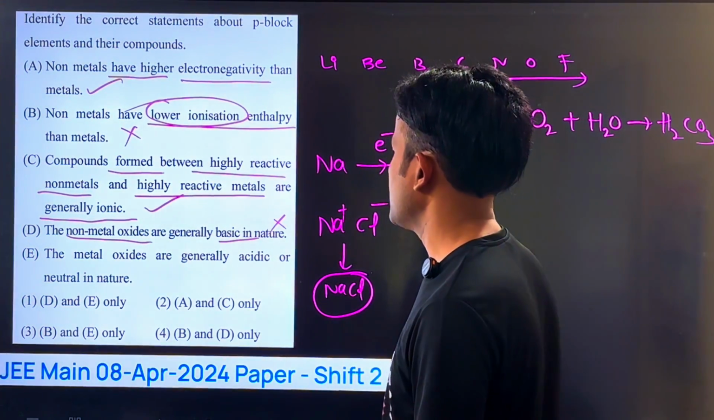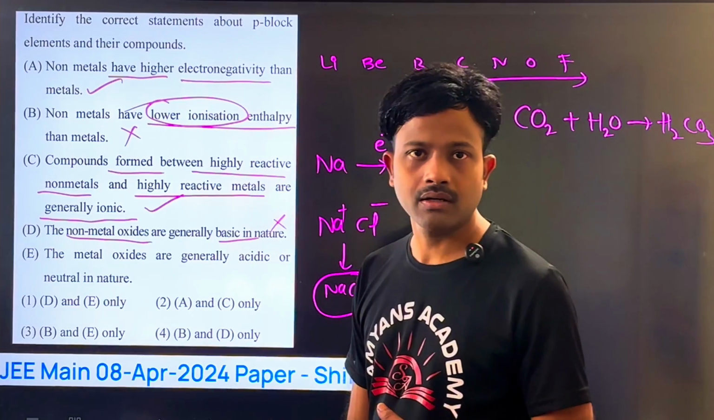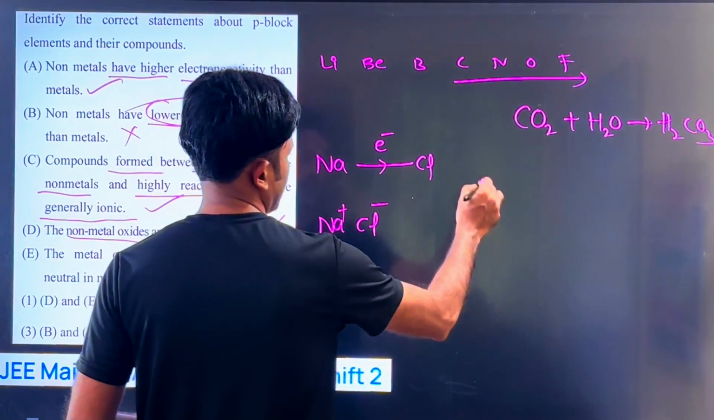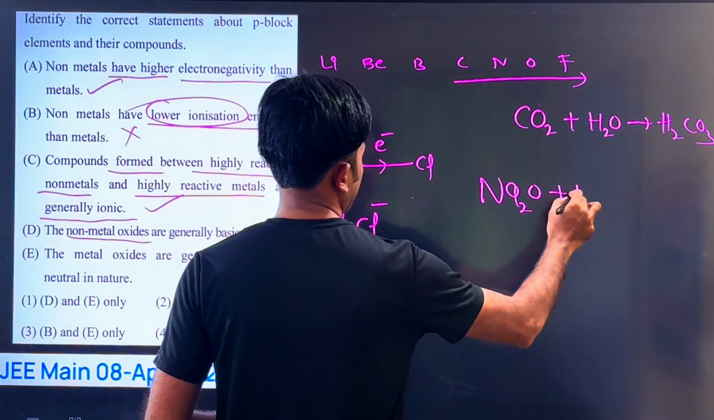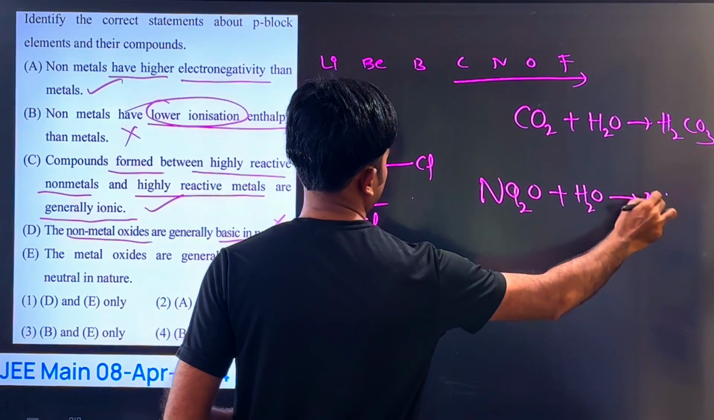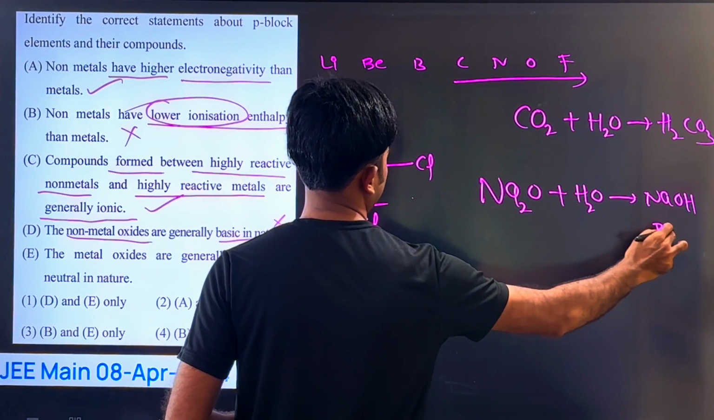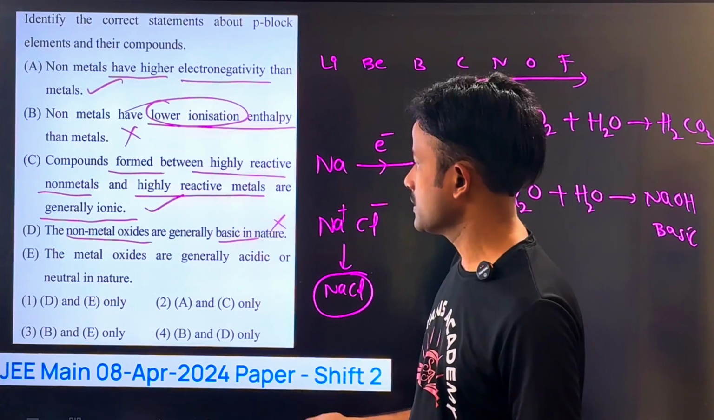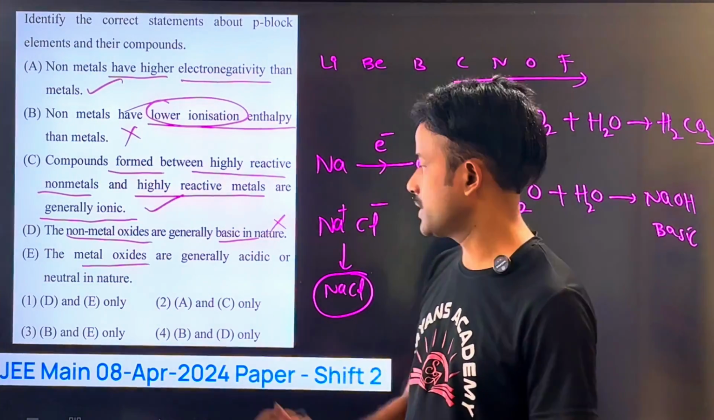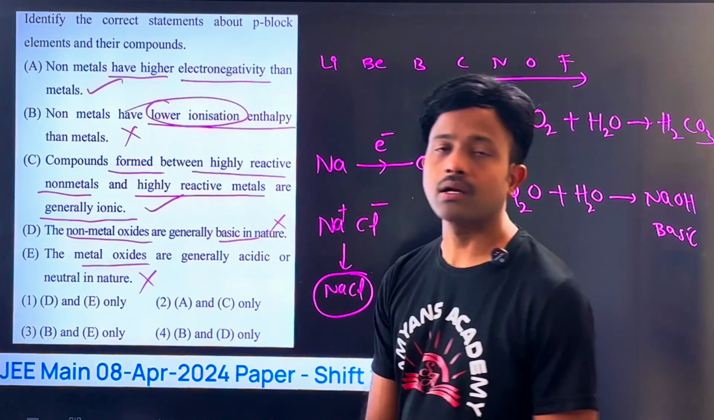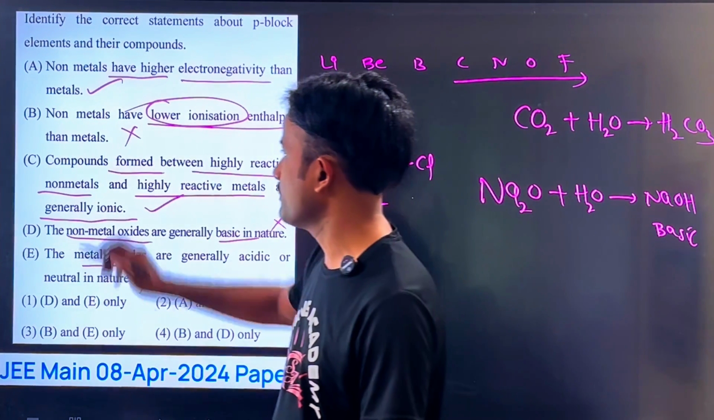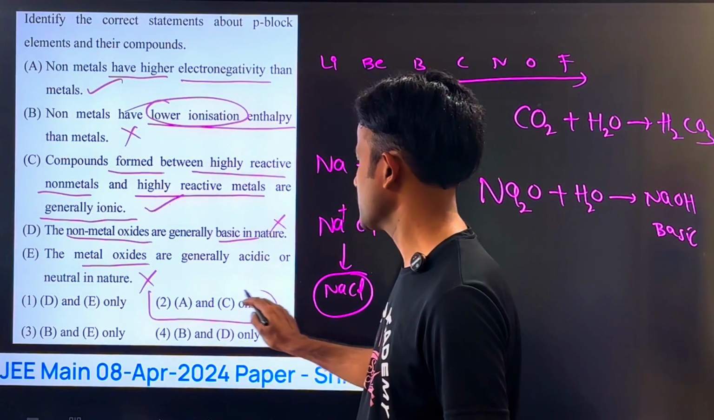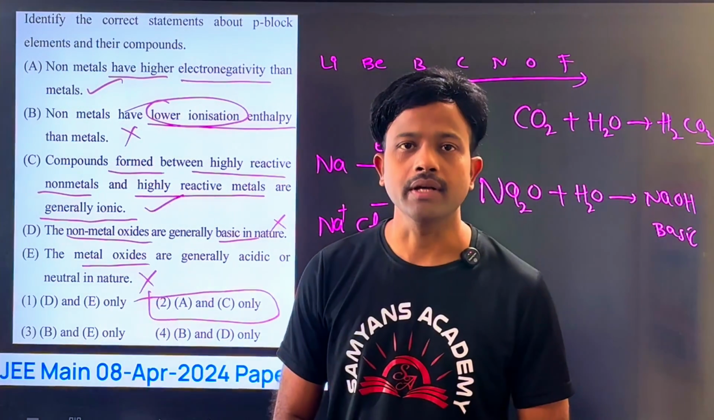The metal oxides are generally acidic or neutral in nature. Is it correct? No, metal oxides are basic in nature. Why? Because if you take sodium oxide, Na2O, after reaction with water it will form the corresponding hydroxide. Sodium hydroxide is basic in nature. Metal oxides are not acidic or neutral in nature; they are basic, but it is given in the opposite way. So this is also not a correct statement. So what are the correct statements here? A and C. Here option 2 is matching. Okay, move on to the next question.